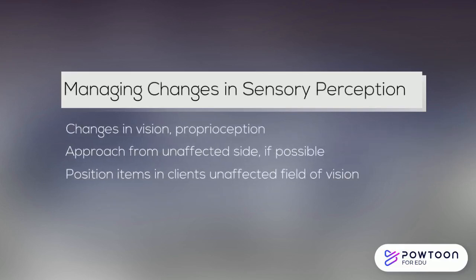Some clients may have some changes in their sensory perception, especially those clients that have had a right-sided stroke. They may cause some sensory deficits, so we need to help them adapt to those deficits. Approach them from the unaffected side where they can see you, or place objects in their clear field of vision where they can see them.